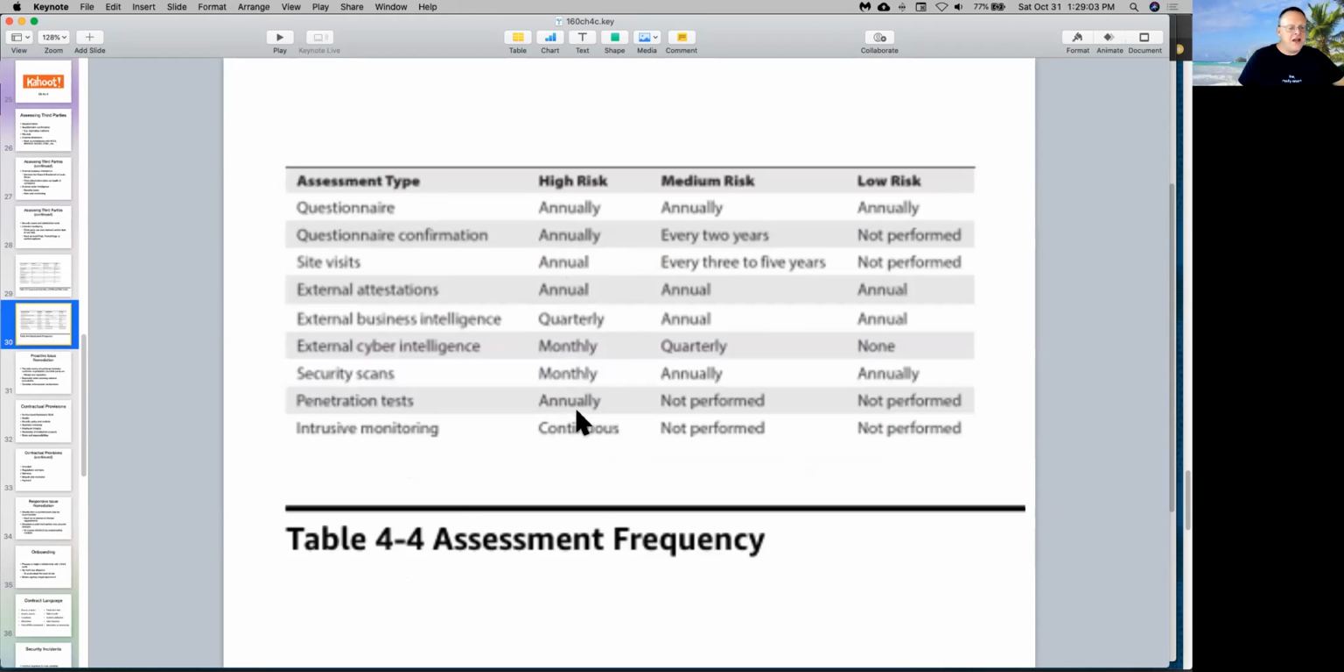Annual penetration test, perhaps continuous intrusive monitoring. You're just continually picking up logs from them, and you'll immediately be alerted if something bad happens. That would be very expensive and very intrusive, so you'd only do that if whatever's happening is very critical and worth a lot to you.